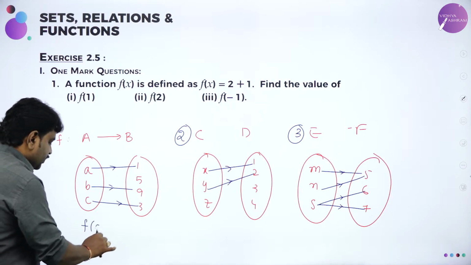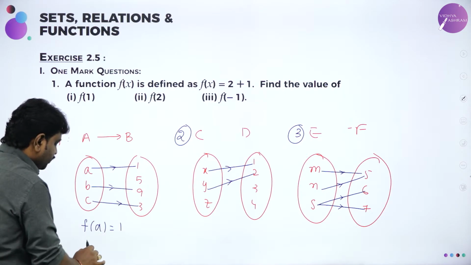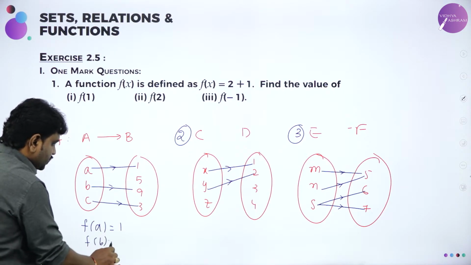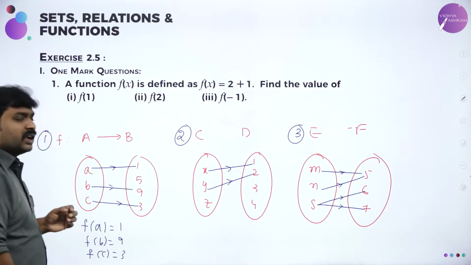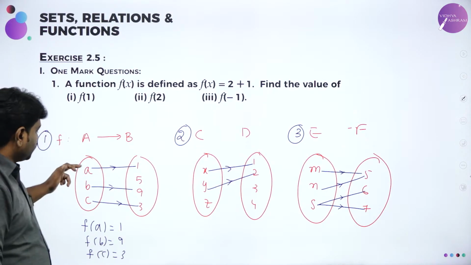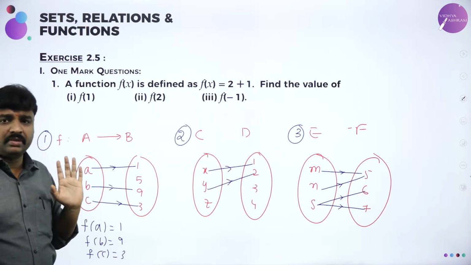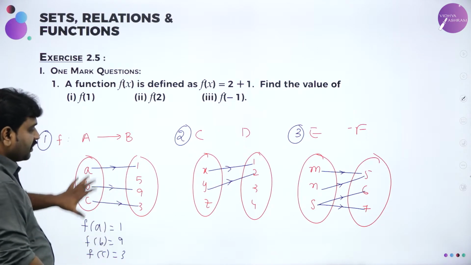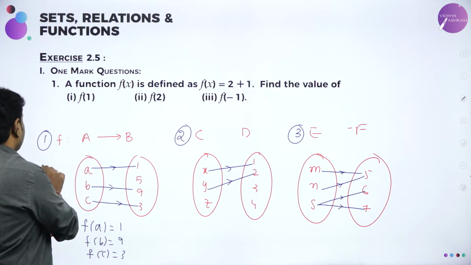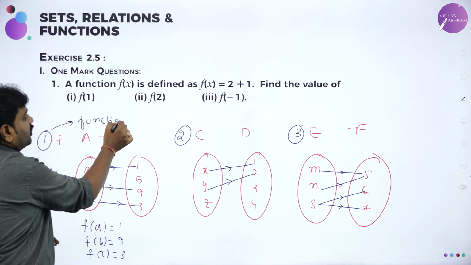F of A means image of A is 1, image of B is 9, image of C is 3. In the domain, how many elements do we have? 3 elements. All 3 elements should contain one image. So A is having an image, B is having an image, C is having an image. All 3 are having images. Therefore, I can say 1 is a function.